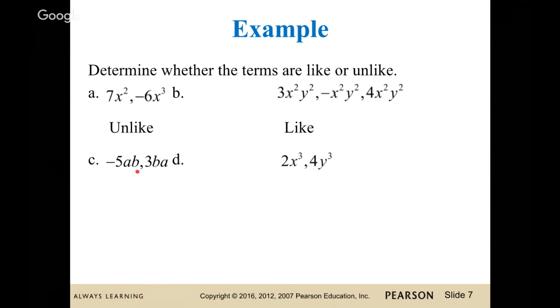Okay, ab, ba, these are like terms. These are like terms because the commutative property says that I can switch the order of this. So 3ba is the same as saying 3ab. Okay, so these are like terms. x cubed, y cubed, same power, different variable. Okay, so that makes those unlike.